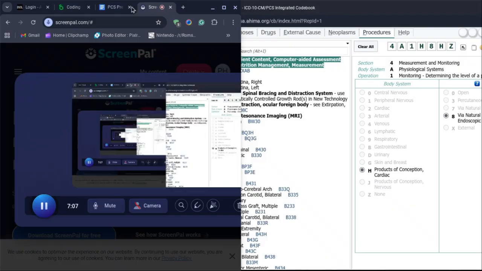4A1H8HZ. Check on time here. Yeah, we're doing okay.